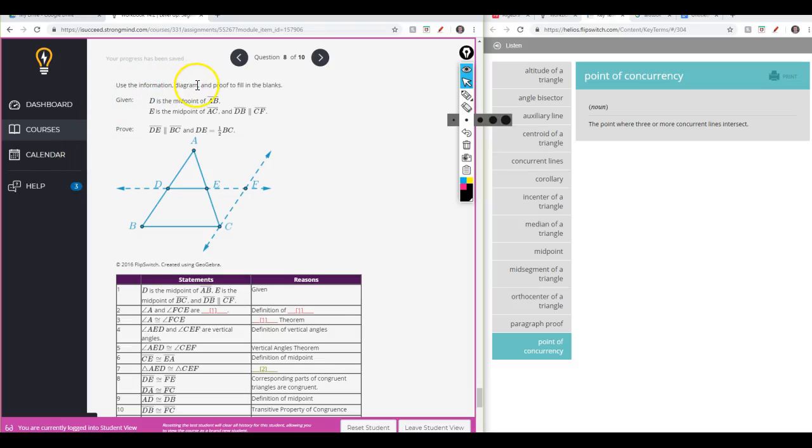Okay, use the information, diagram, and proof to fill in the blanks. Given that D is the midpoint of segment AB, E is the midpoint of segment AC, and segment DB is parallel to segment CF, prove that segment DE is parallel to segment BC and that DE equals 1/2 the distance of BC.